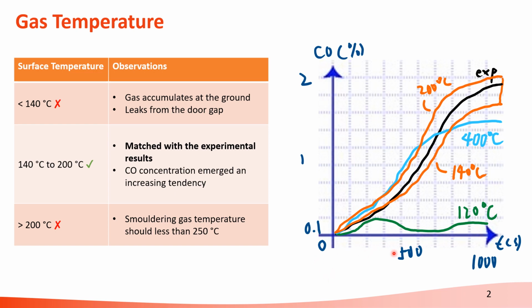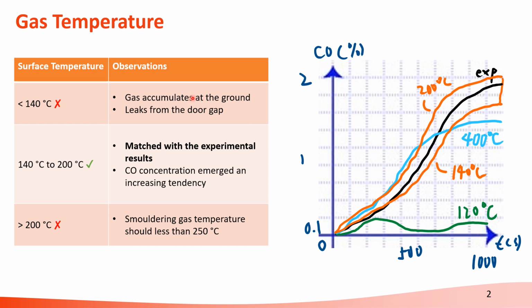The x-axis is the simulation time, and the y-axis is the average carbon monoxide concentration in a compartment space at 2-meter height. The black curve is the full-scale experimental result from a literature, and the different colors of the curves are the FDS simulation.